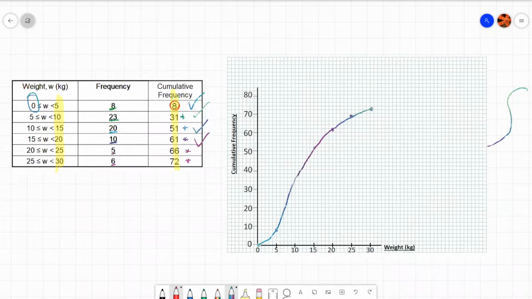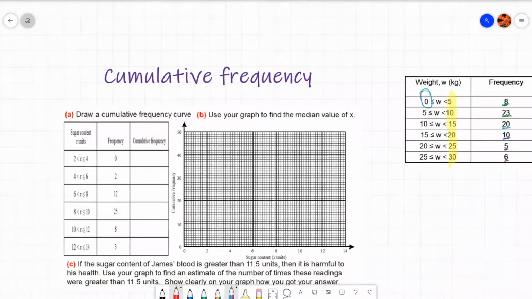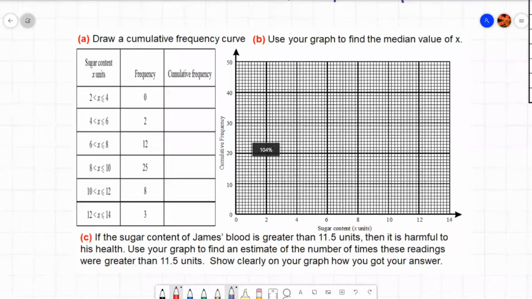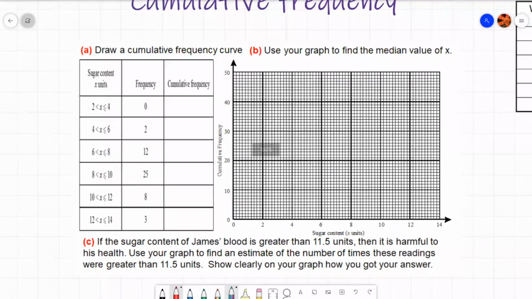Now there are lots of different types of questions that will be asked when looking at cumulative frequency. So let's have a look. I have some questions here that I've taken from a teacher who makes resources called Mr Mystery. His questions are really, really good. So let's have a look at some of these questions that he's written. Draw a cumulative frequency curve.